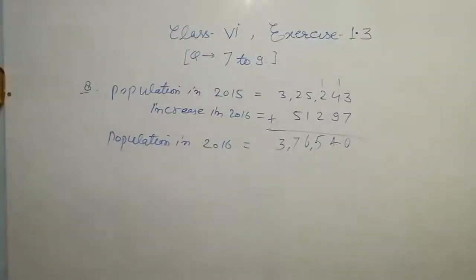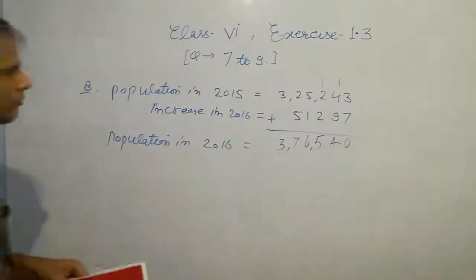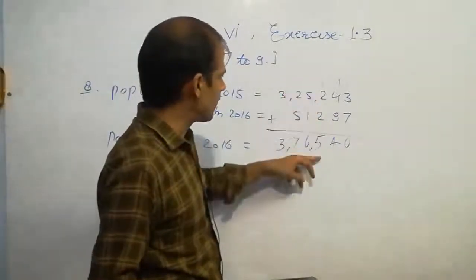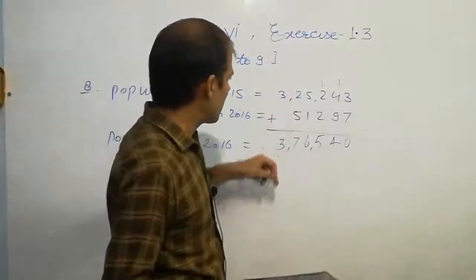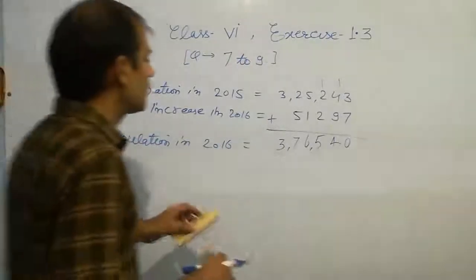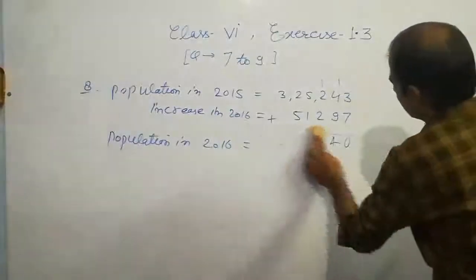Okay, just check the addition again. 3 plus 7 is 10, 0, 1 carry, 4 plus 1 is 5, 9 plus 5 is 14, 1 carry, this is 5, this is 6, and this is 37. Okay. Okay students, by mistake this value is written wrong.